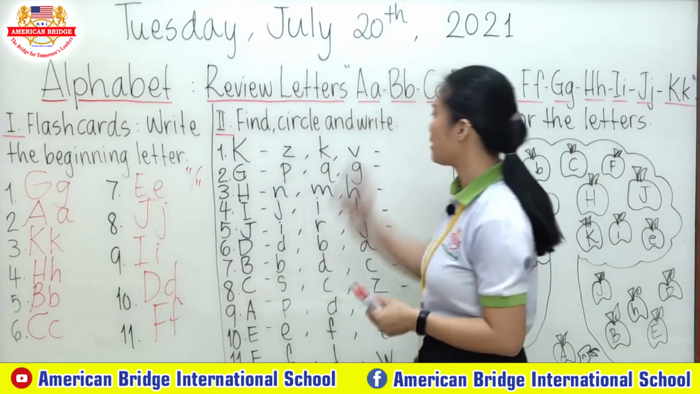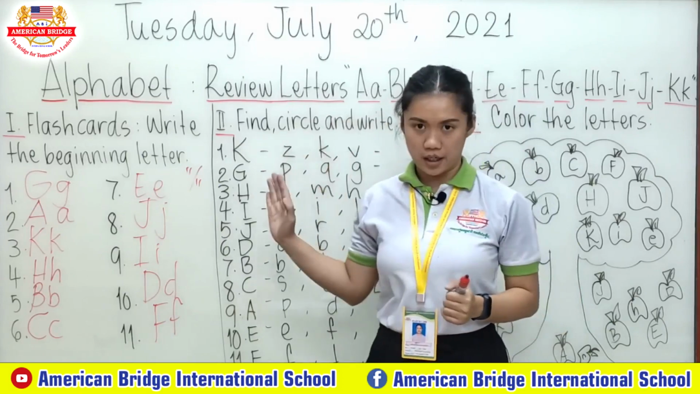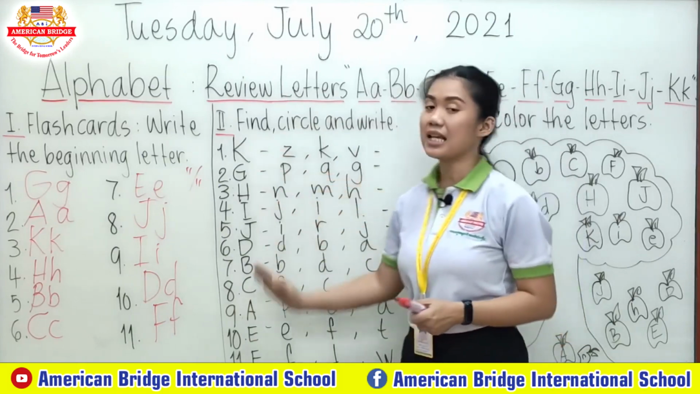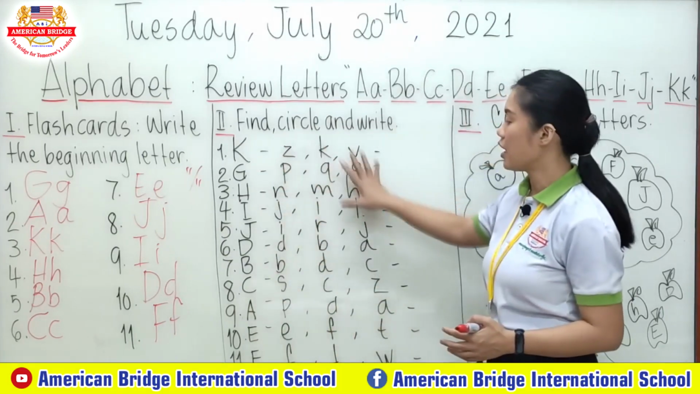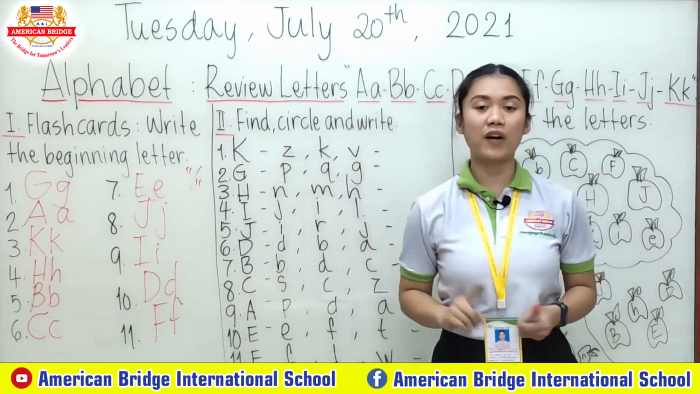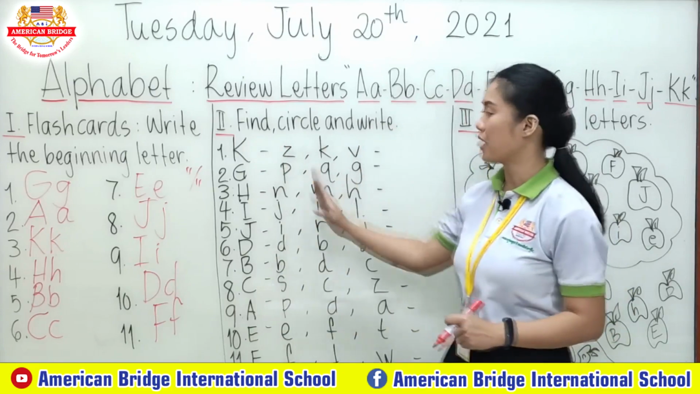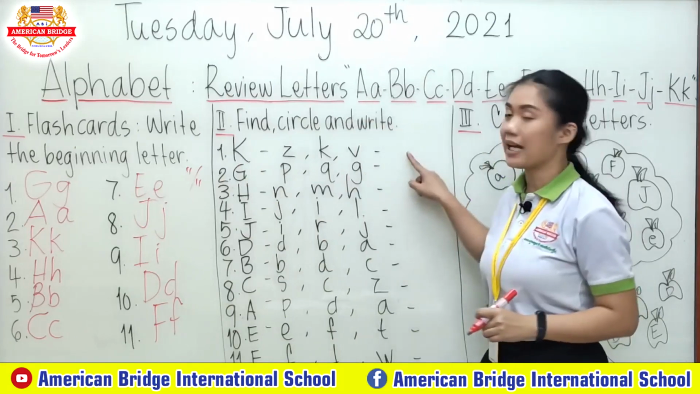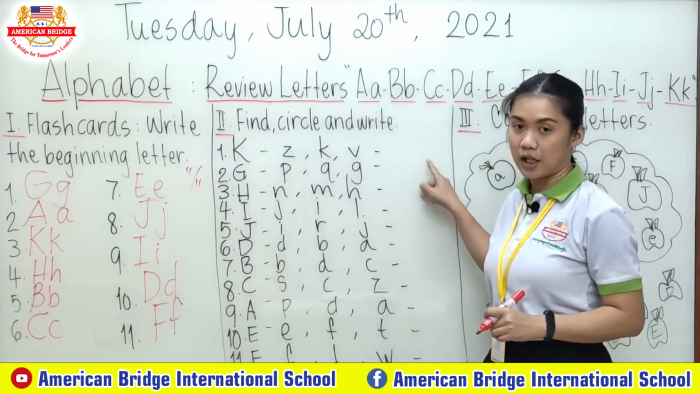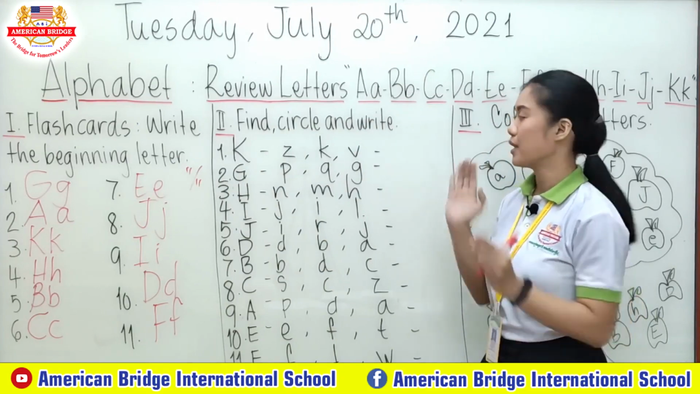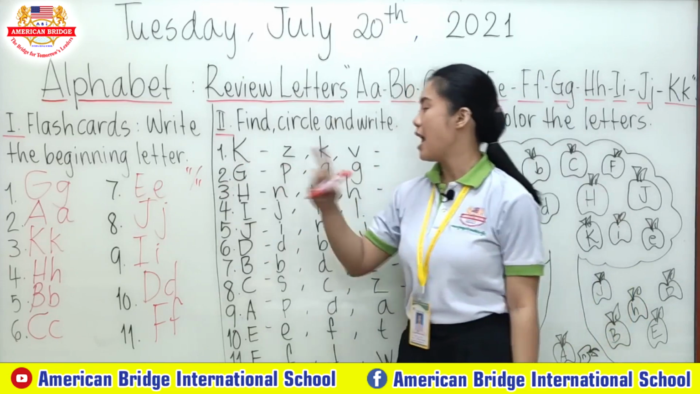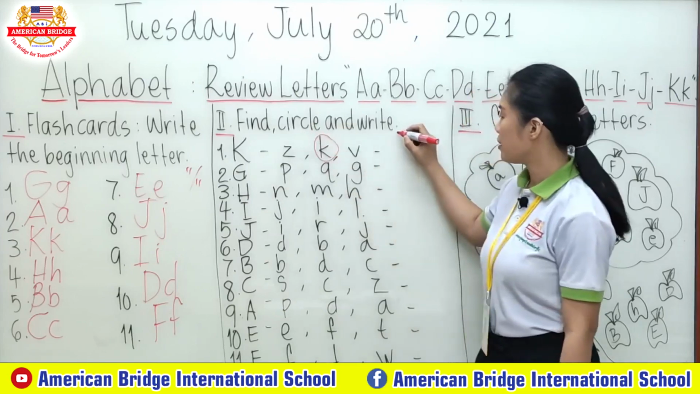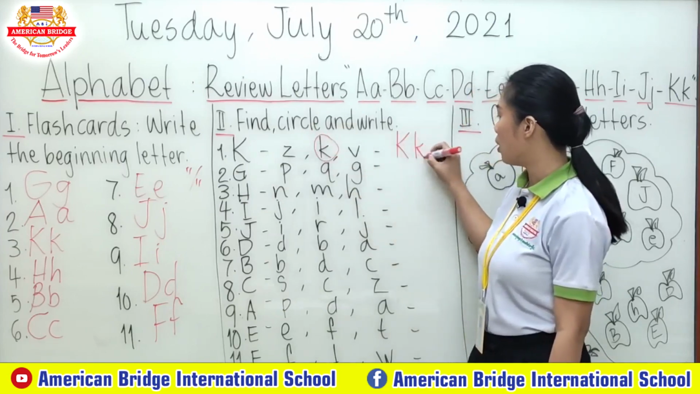Next, let's move on to our part two. Our part two is find the small letter and circle, then write. Okay, so these are the capital letters, and here are the small letters, but we need to find the correct small letters that match our capital letter. And then after that, write the capital letter and small letter on this side. Okay, so let's start. Number one is letter K. Let's find and circle letter K. So here is the letter K, and write the capital K and small letter K.